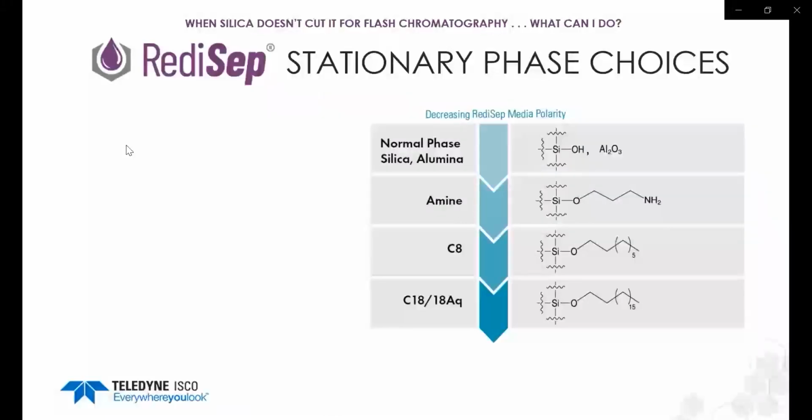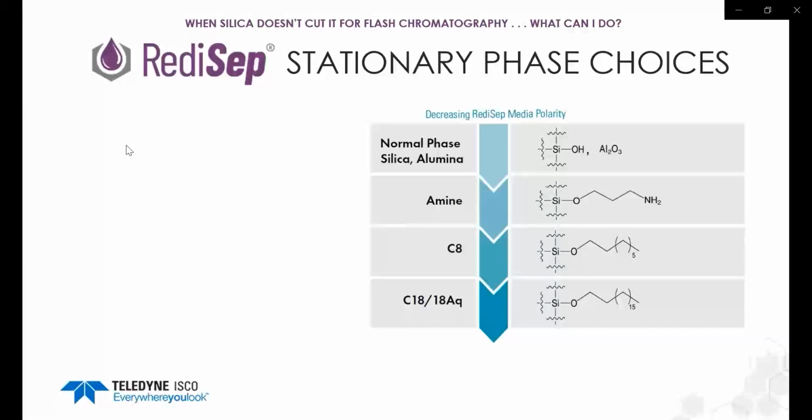So here's just a quick illustration of the different stationary phases that are available for flash chromatography and their relative polarity. What we have here is our normal phase alumina and silica that are our most polar stationary phases. And then we have an amine functionalized, followed by our C8 and C18, C18AQ functionalized medias that are decreasing polarity.